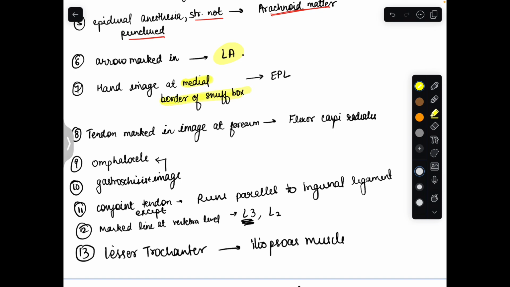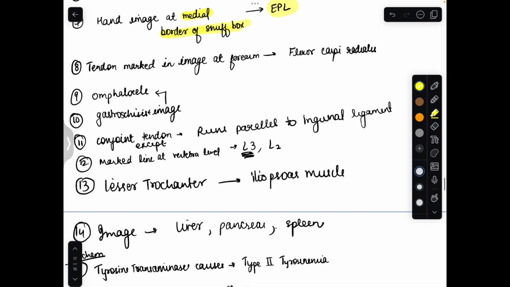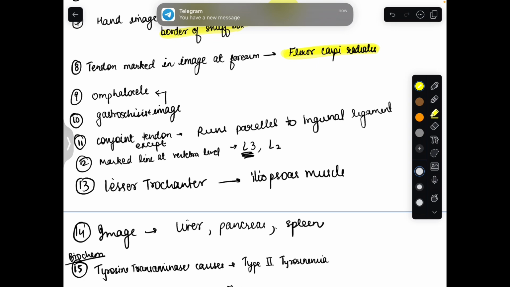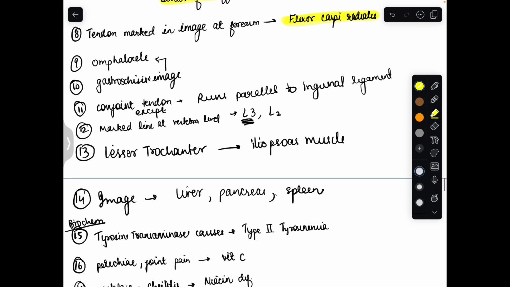Okay. Now for the seventh question, a hand image at the medial border of the snuff box. They marked the arrow towards the medial border of the snuff box. Please remember, because for these questions I watched so many faculty videos and they marked the lateral border of the snuff box and said that it was APL, but that was not the correct answer because they marked towards the medial border of the snuff box and the correct answer for this is EPL. Okay. Now for the eighth question, an image of a tendon at the forearm side is given, and for that the correct answer is flexor carpi radialis. So flexor carpi radialis is the correct answer for that.